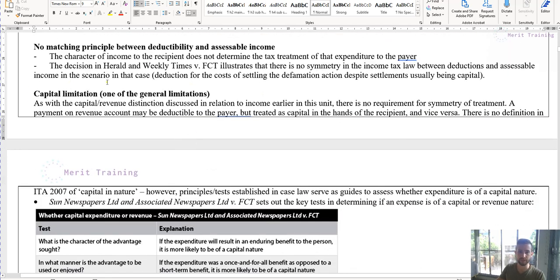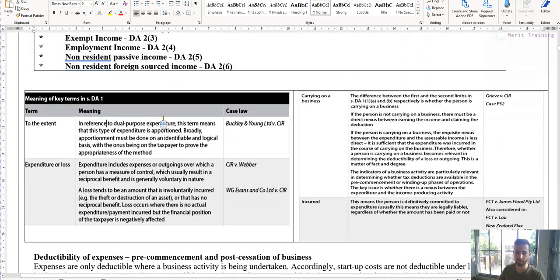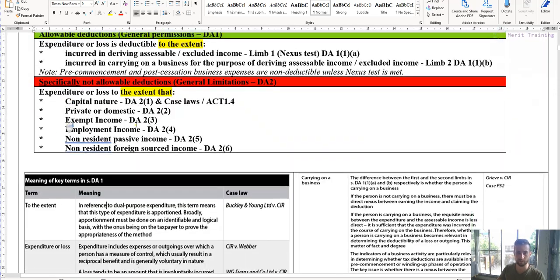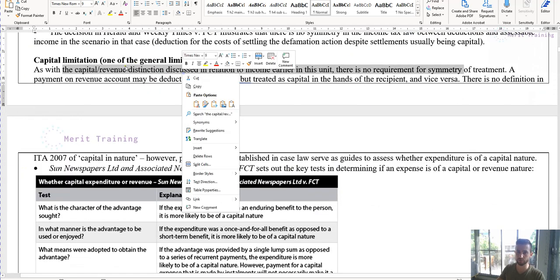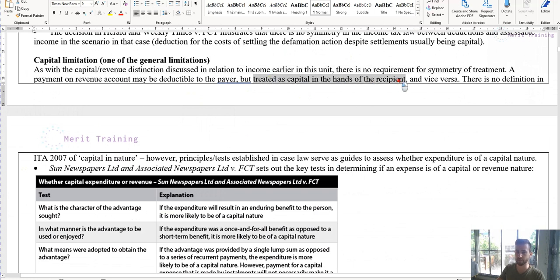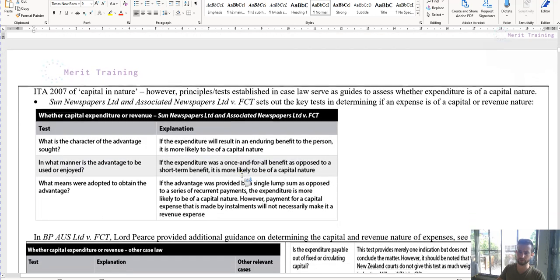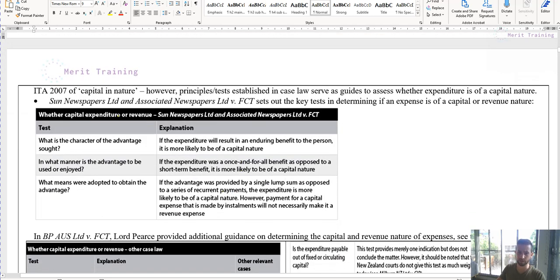So capital limitation is one of the general limitations though, because if you remember before, one of the negative limbs or the general limitations that we discussed above is that if it's capital in nature, you don't get a deduction for it. So in the case that a payment on revenue account is deductible, but it's treated as capital in the hands of the recipient, vice versa, if the deduction is capital, you wouldn't get the deduction for it.